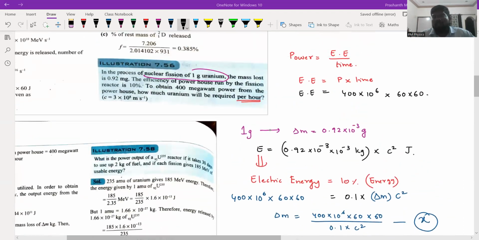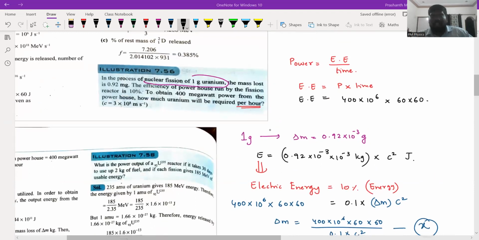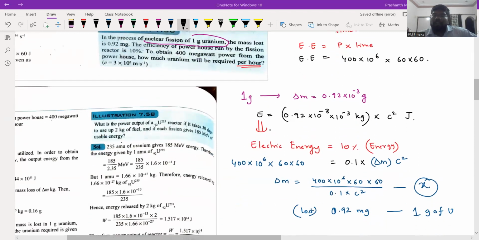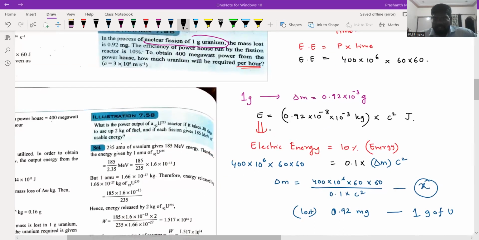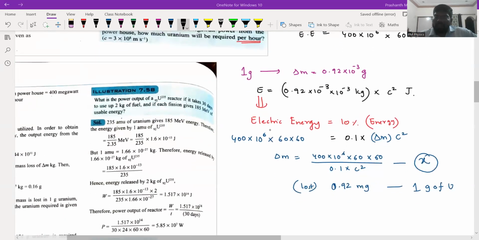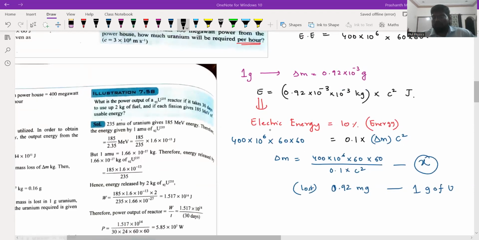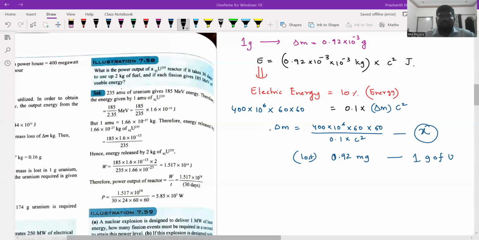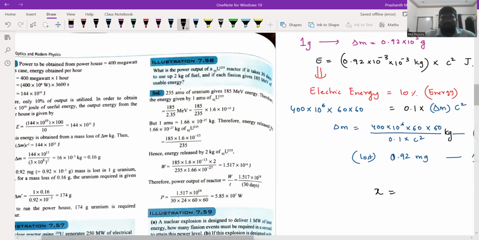So we said for this much power, we have to produce this much electrical energy. That electric energy comes from 10% of the energy released, and the energy is released due to the mass decrease. We know how much mass should decrease, so how much uranium do we require? Finally, we want X grams of uranium. If we do the cross multiplication, what will come out? This is in grams, but this is in micrograms, so you have to be careful. This is in kg, in SI units. If you convert this also into kgs and divide them, the answer will come in grams. Understanding?